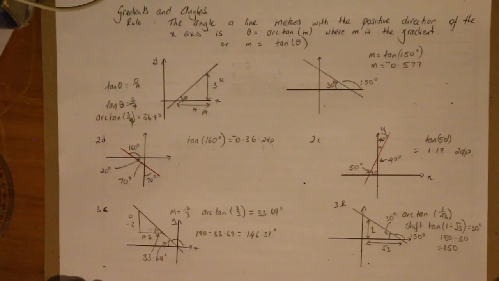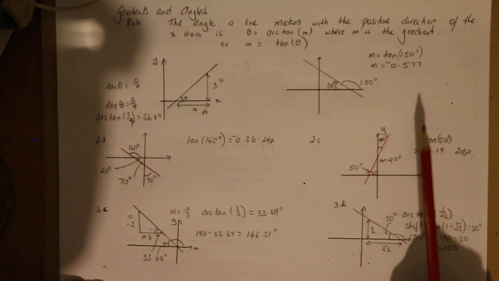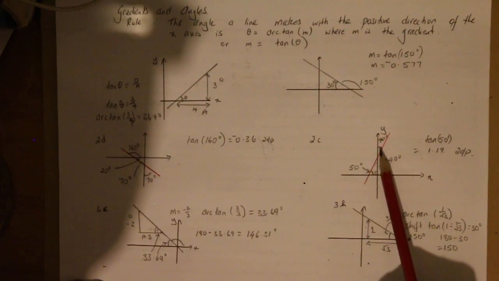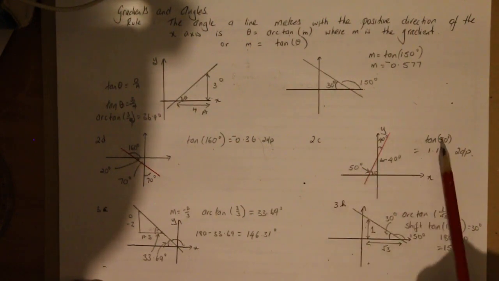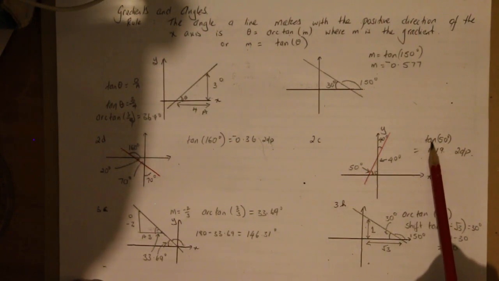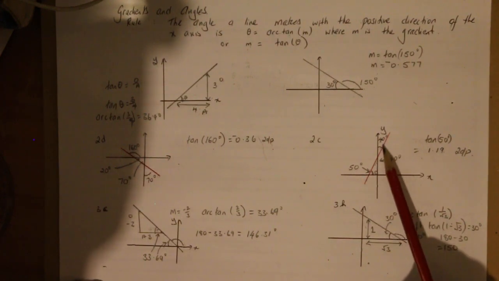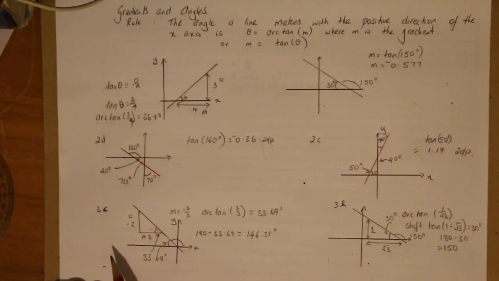In question 2C, we were told that this here must be 40, which makes this angle here 40 by vertically opposite angles. We've got a right angle here, which makes this angle here 50 degrees by angles in a triangle equal 180. We take the tan of 50 degrees, which is 1.19, so the gradient of this line here is 1.19. Question 3C.